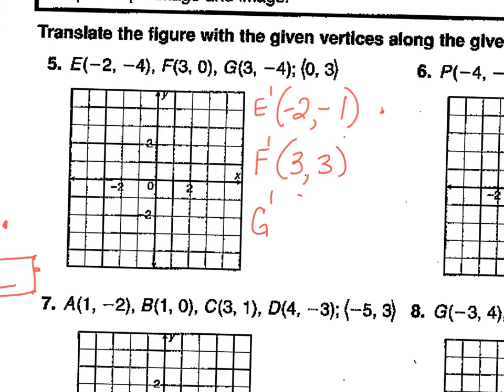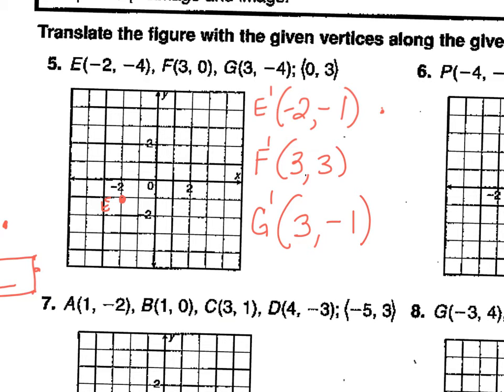Now G prime, I'm going to go ahead and add 0 to the 3, that would be 3, and I add 3 to the negative 4, and that is negative 1. Perfect. Okay, so then what I'm going to do is plot the points, the prime notations in red, so it's negative 2, negative 1.